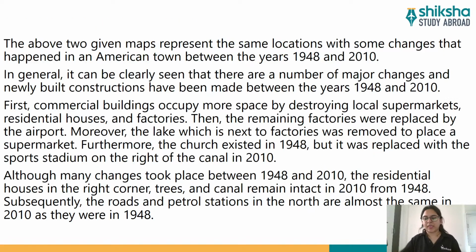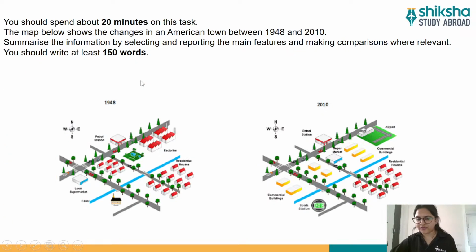Okay, now let's see what they have written. In the first paragraph, again they have paraphrased. So the above two given maps represent the same locations with some changes that happened in an American town between the years 1948 and 2010. Then, in general, it can be clearly seen that there are a number of major changes and newly built constructions that have been made between the years 1948 and 2010. So again, this is the highlight of these two maps.